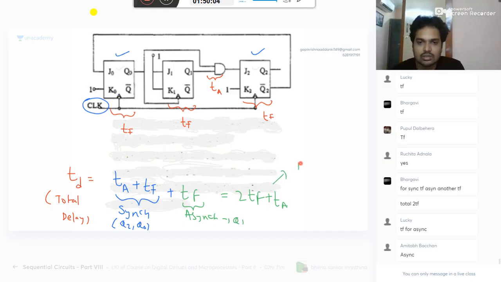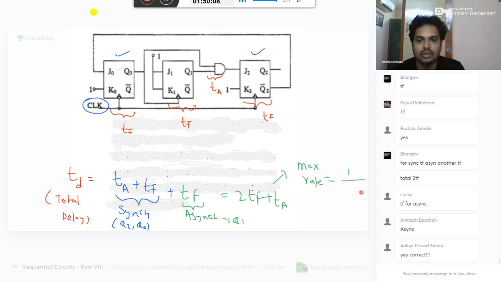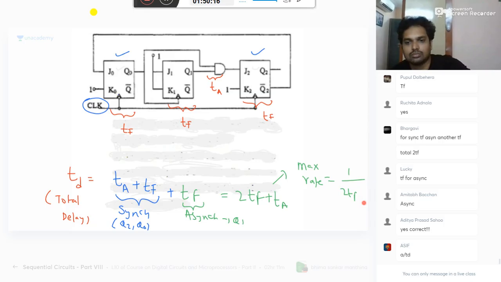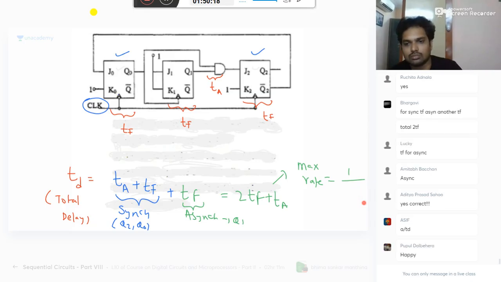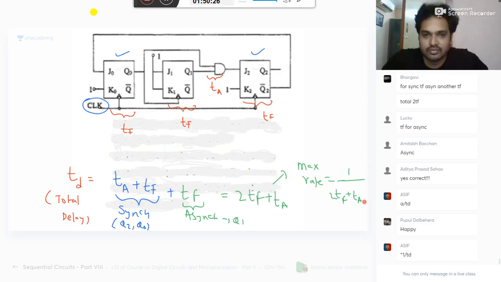So what is the maximum rate? 1 by 2 times TF plus TA. Happy? That's all.